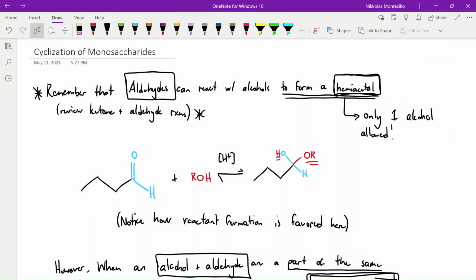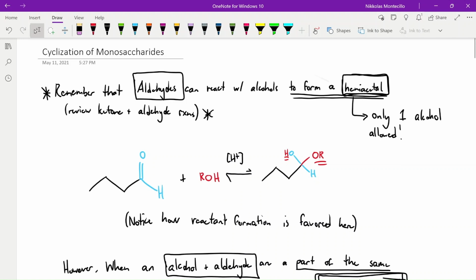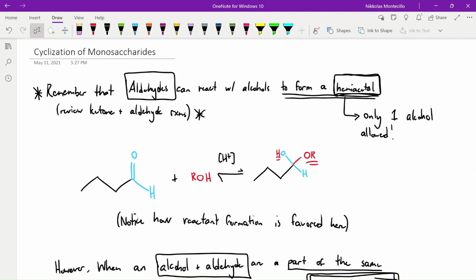In this video, we're going to be going through the cyclization of monosaccharides. So let's remember that a monosaccharide is essentially just a single unit of a carbohydrate, or a monomer or a simple sugar. Let's remember that aldehydes can react with alcohols to form a hemiacetal. So we can see that in this reaction, an alcohol reacts with 1 mole of an aldehyde in the presence of an acid catalyst to form a hemiacetal.